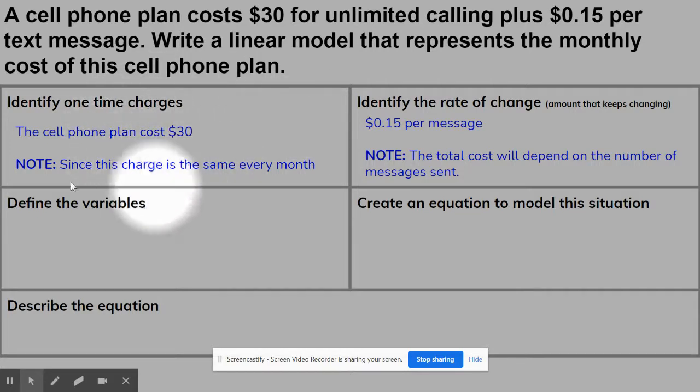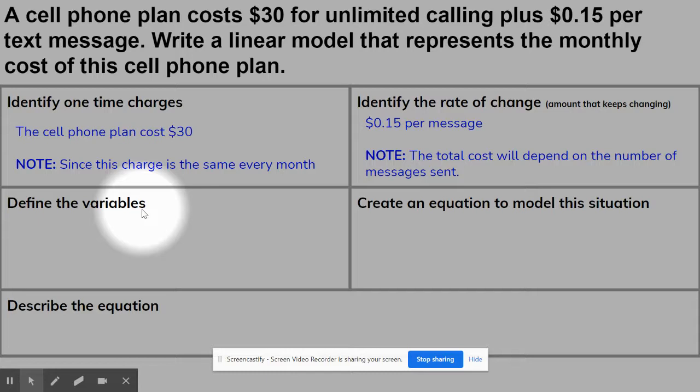The next step is defining the variables. As you guys know, you can choose any variables in the alphabet from A to Z. However, in algebra, we usually use X and Y to graph any points, or to portray a linear graph. So in this case, I'm just going to use X and Y.